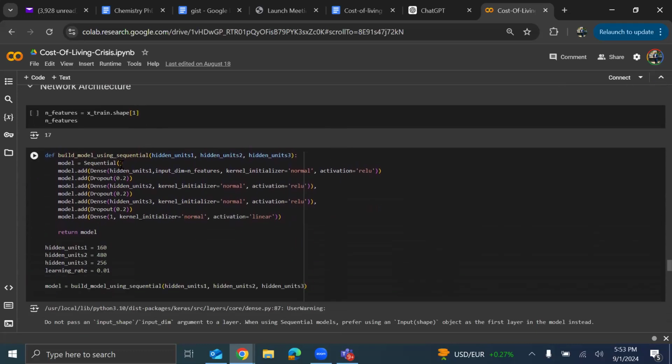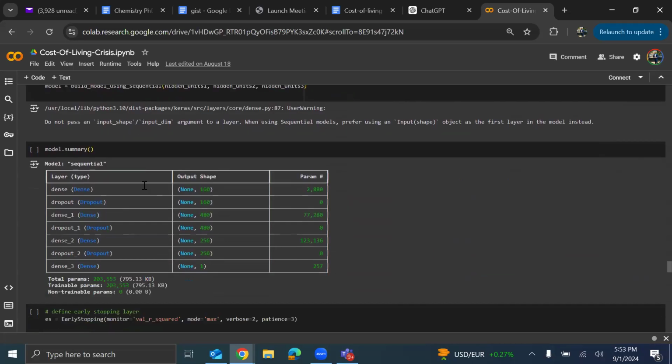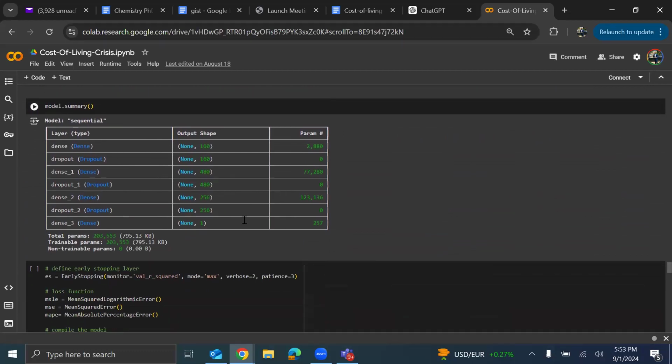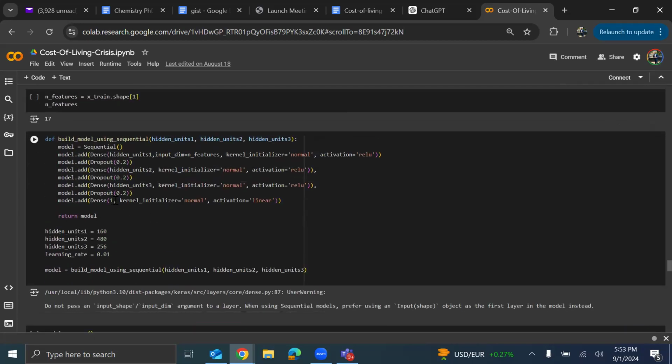So I built the model using a sequential network. You can see this is just a summary of the network, right? I had like 3 dropout layers with some fully connected layers at the end. However, my last output was just a dense layer with one neuron, right?